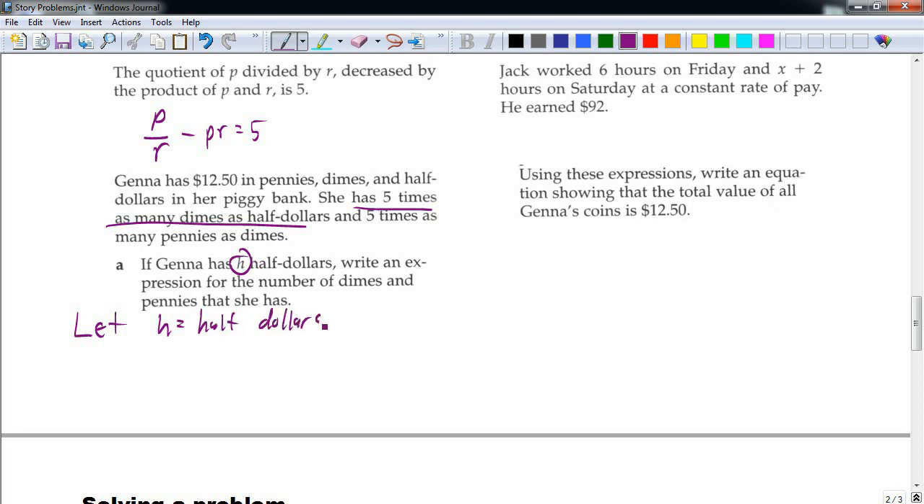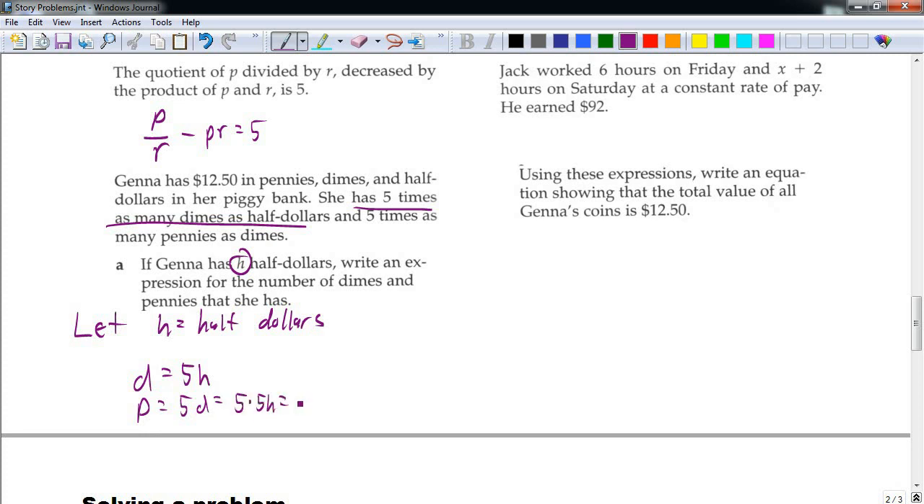And let's write equations for how many dimes and pennies she has. Well, she has 5 times as many dimes as half dollars. That's the dimes is 5 times the half dollars. And then the pennies is 5 times the dimes, except that I want everything to be in H, so let's sub in what the dimes is worth, 5H.